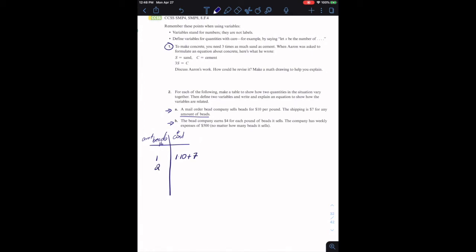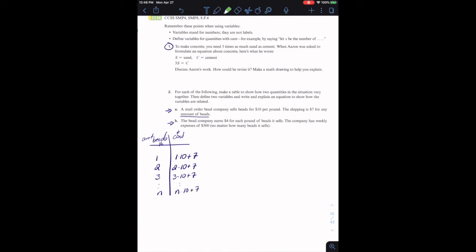What if we have 2 pounds? You see it's going to be 2 pounds at $10 a pound plus $7. If it's 3 pounds, it's going to be 3 pounds at $10 a pound plus $7. And so on. So what if we had n pounds? Do you see that it would be n pounds times $10 each plus 7?